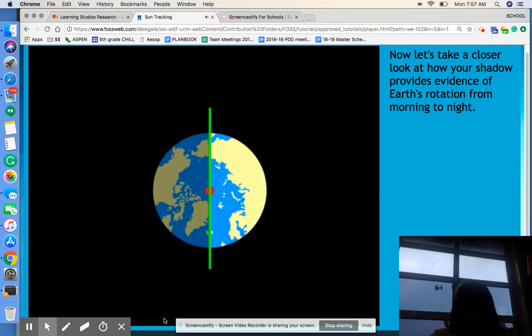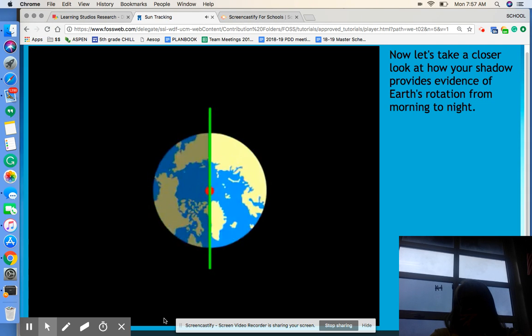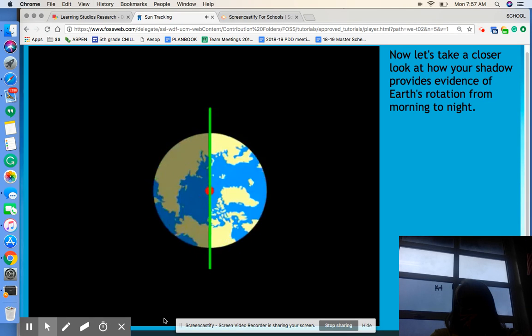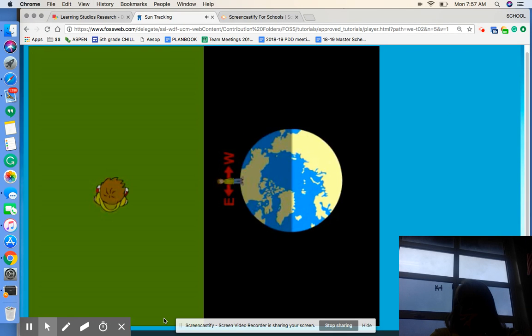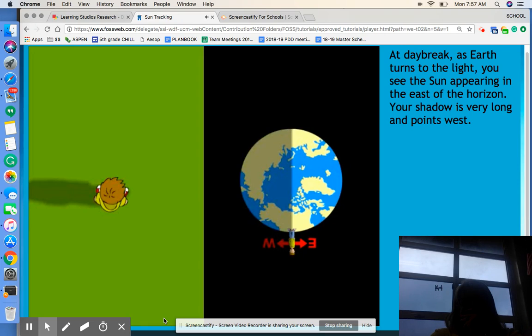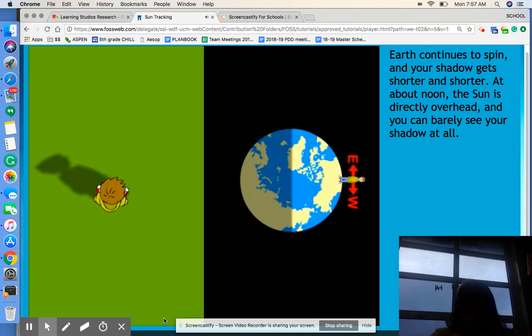Now, let's take a closer look at how your shadow provides evidence of Earth's rotation from morning to night. At daybreak, as Earth turns to the light, you see the sun appearing in the east of the horizon. Your shadow is very long and points west. Earth continues to spin, and your shadow gets shorter and shorter.